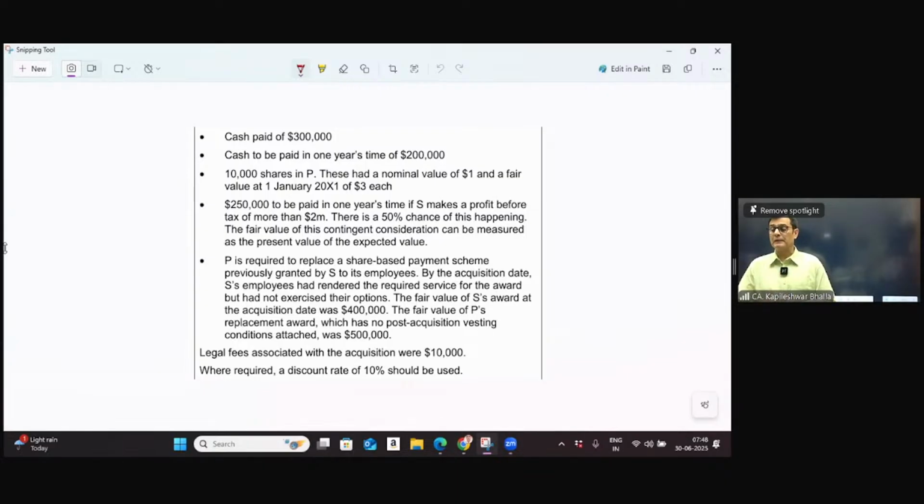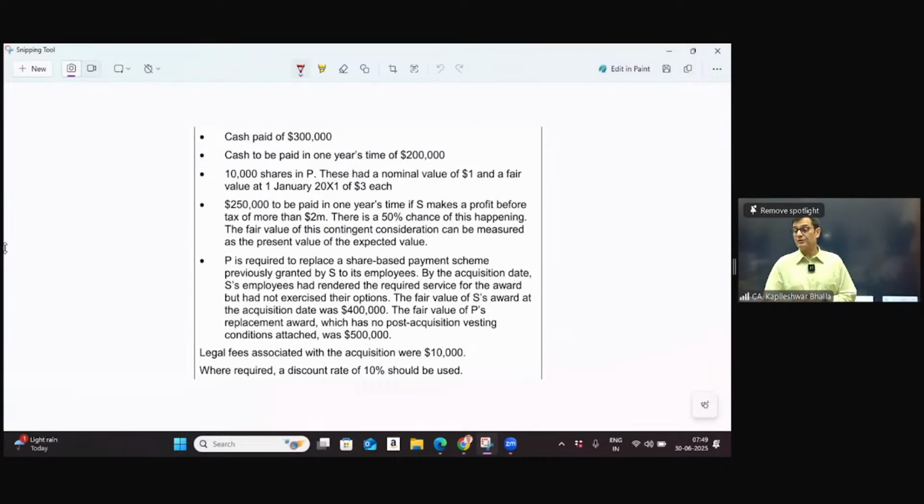And what is the condition? That the PBT is more than 2 million. Now, by the way, is it a CCS or a CCE? The condition does not involve any service. It only requires meeting certain profit targets. CCS then. That's right, absolutely. It becomes a CCS. Then he says there is a 50% chance of this happening.